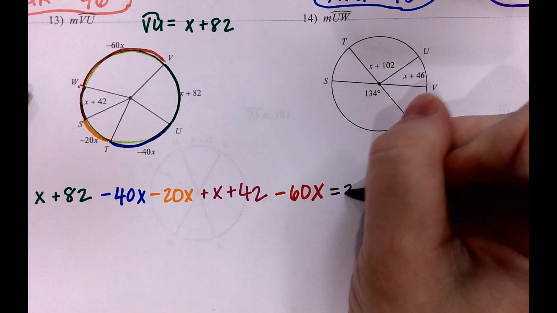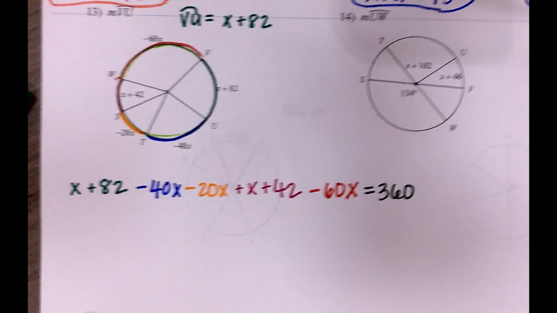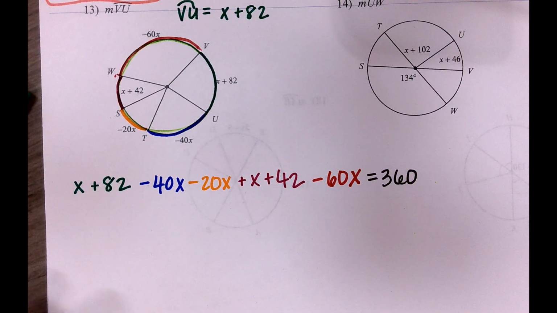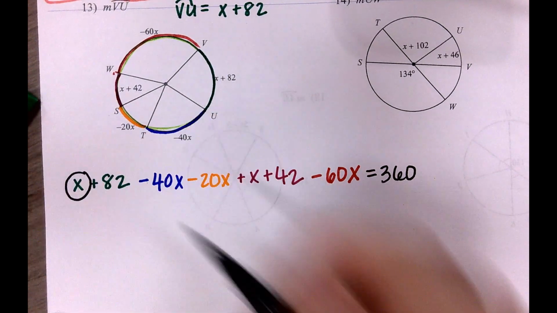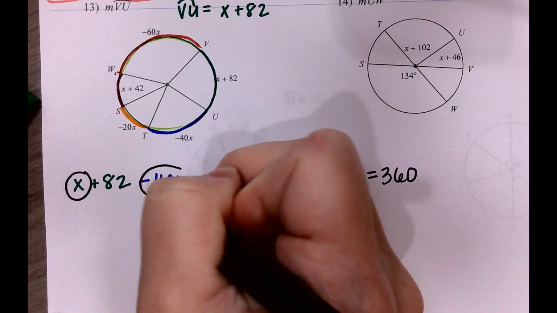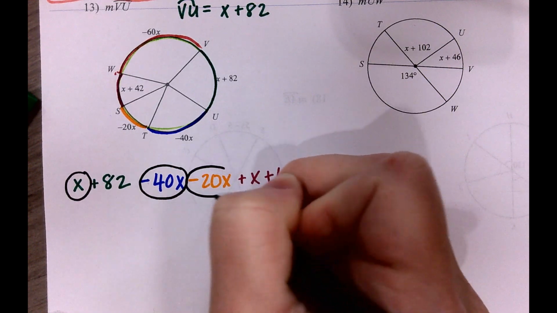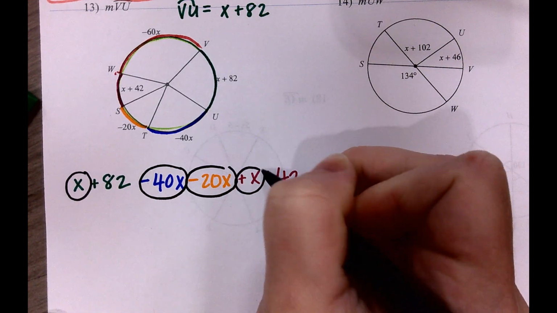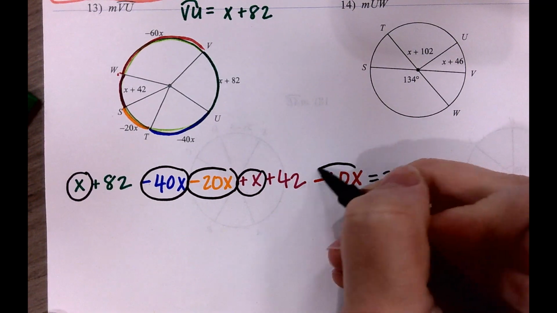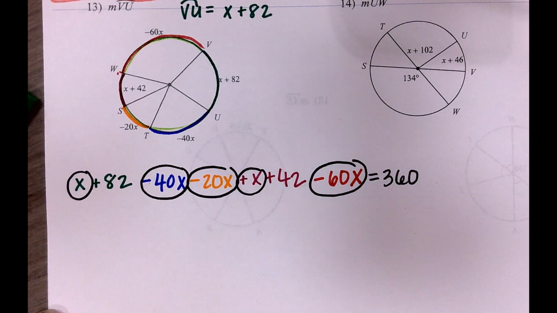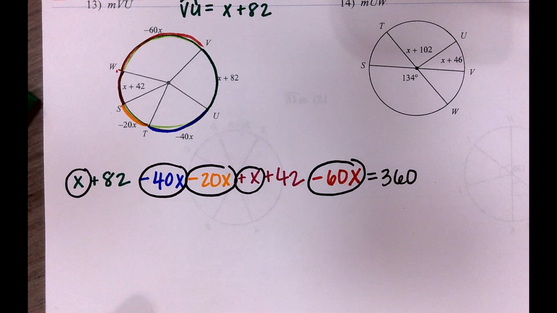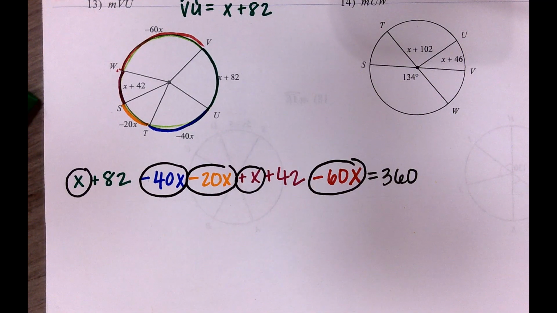Okay, first thing you need to do is add up all the negative x's. We have to combine some like terms here. Because this is such a long problem, I'm going to circle every single term with x's in it. So I have x, minus 40x, minus 20x. I have another x. I have minus 60x. I'm going to stack these all up and put them together.